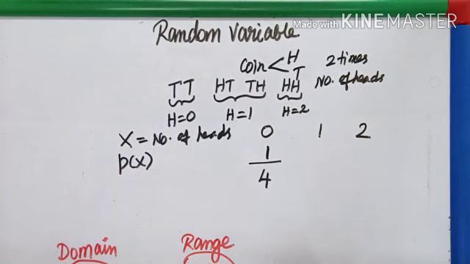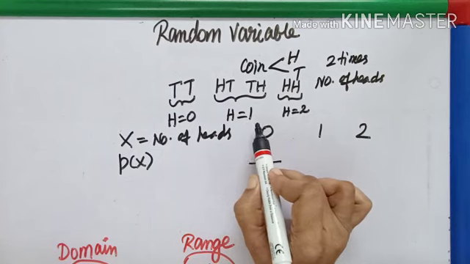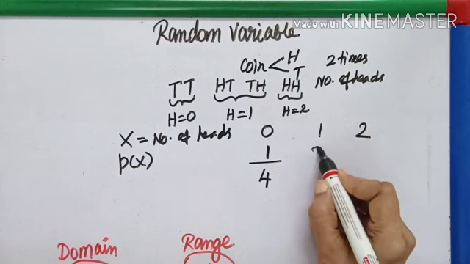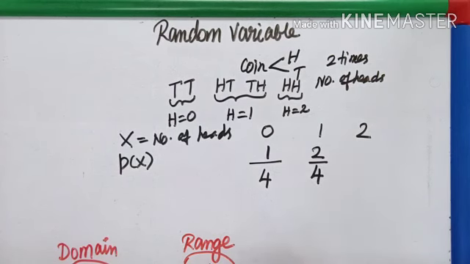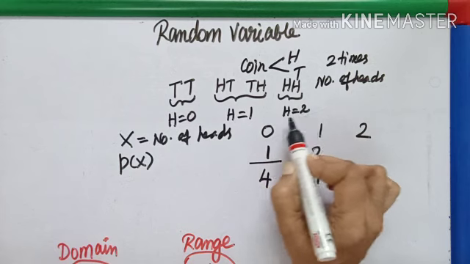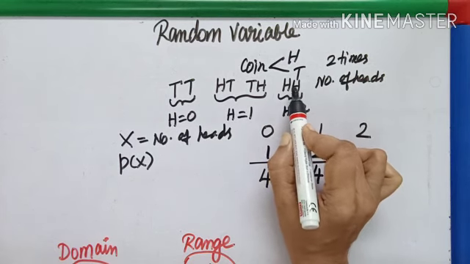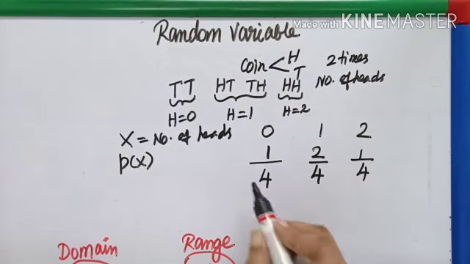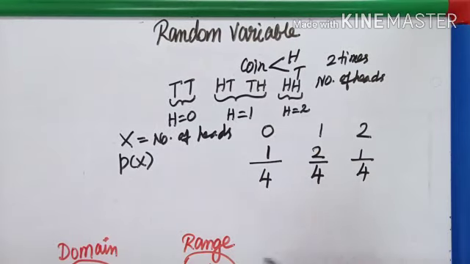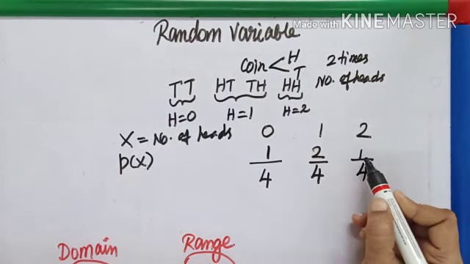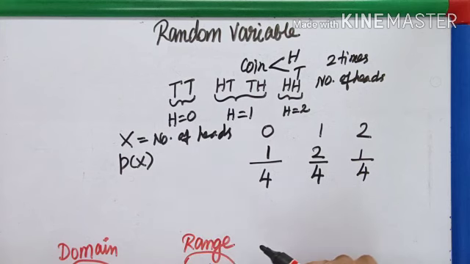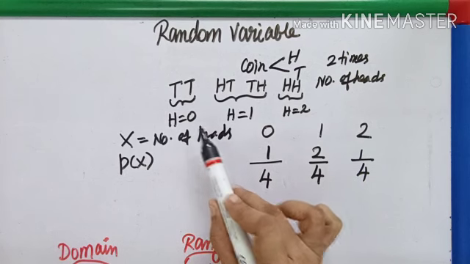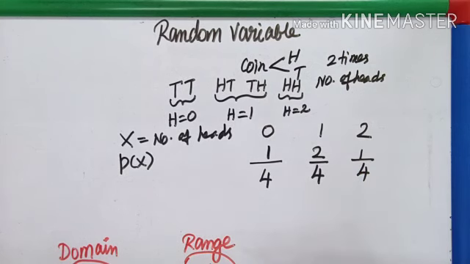1 by 4. Where I get h is equal to 1? 2 cases out of 4 cases. So my answer is 2 by 4. When I get h is equal to 2, 1 case out of 4 cases. So this 4 tells me how many possible outcomes are there. This numerator tells me the declaration of my condition, number of heads. So number of heads can be 0, 1, 2.